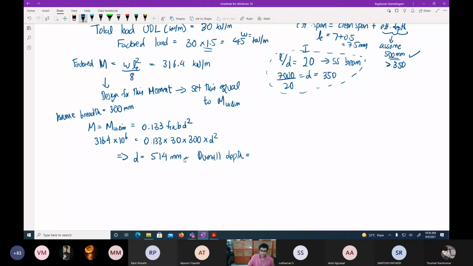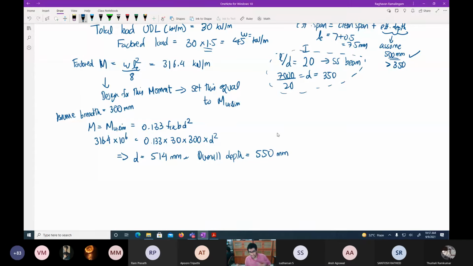So you can also do the reverse. I know I found the effective depth. From this I can back calculate what should actually be my overall depth. Again, the reinforcement size I don't know yet, so I'll just approximately assume that I probably should have an overall depth of 550 mm.